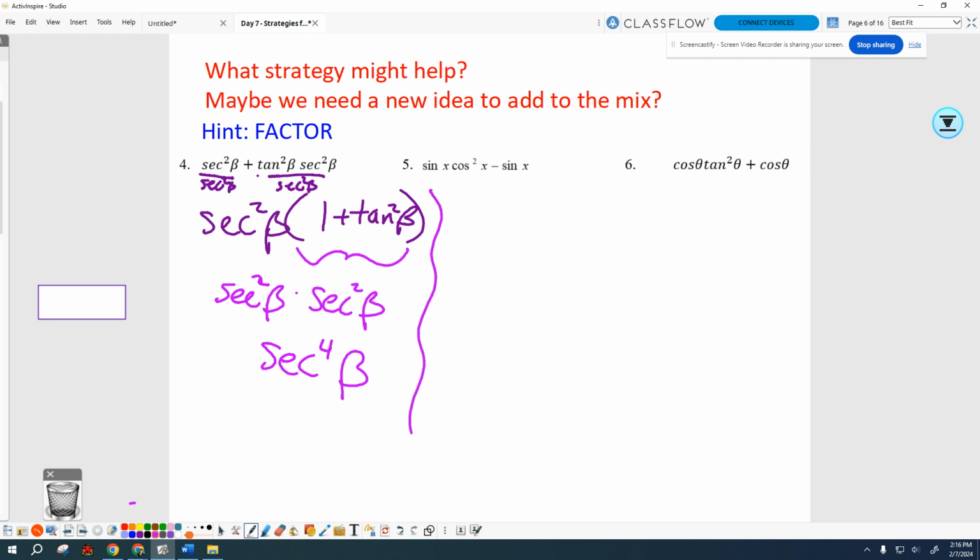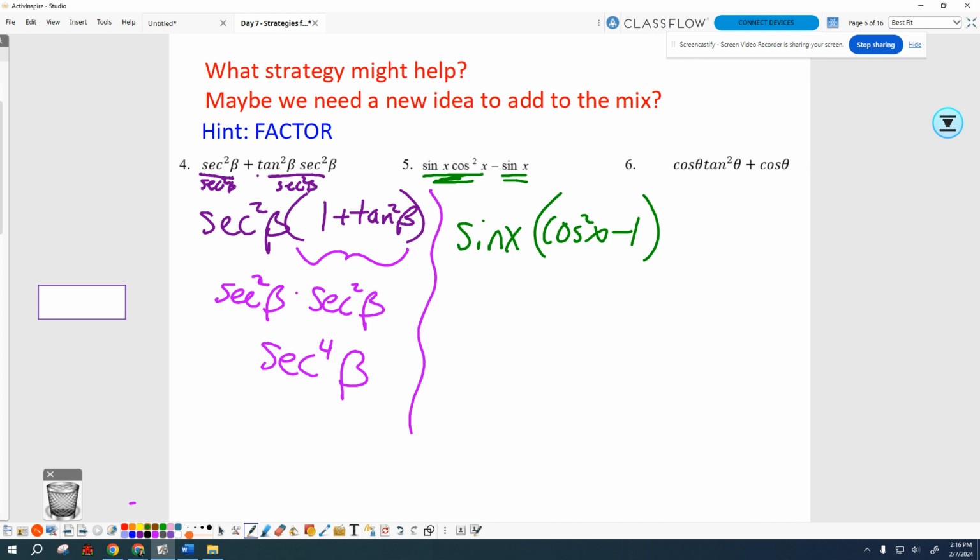Crystal, in this second one, number 5, is there something that both of them have as a factor? Sine x. When I take sine x out, what's left behind in this first group? Cosine squared minus 1. Okay, this was the gross one.